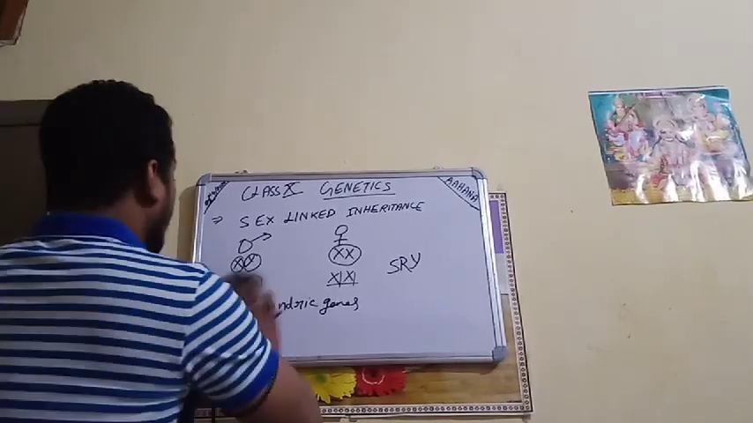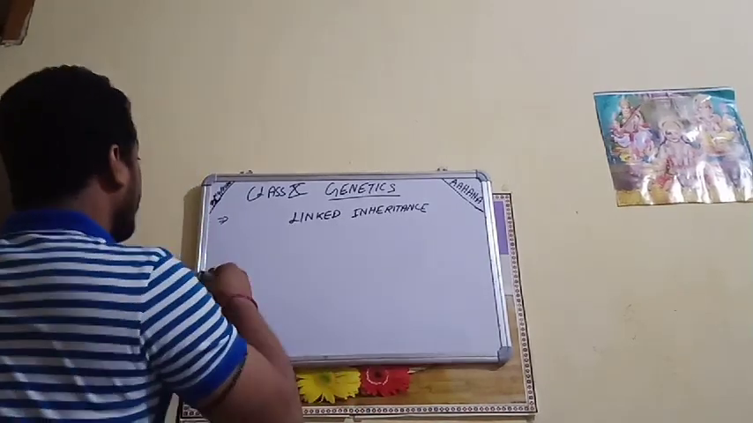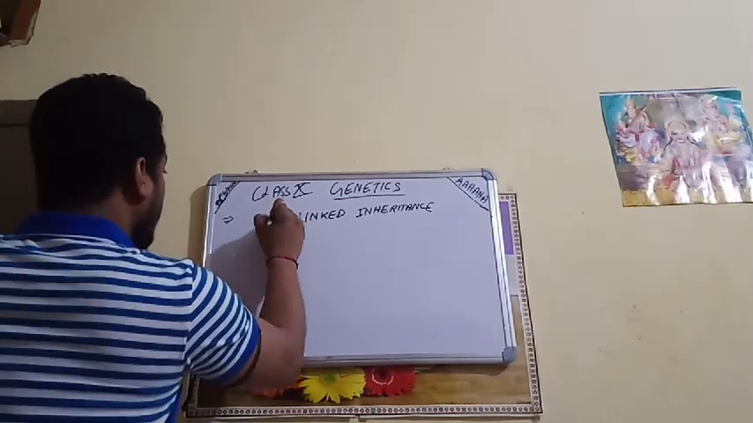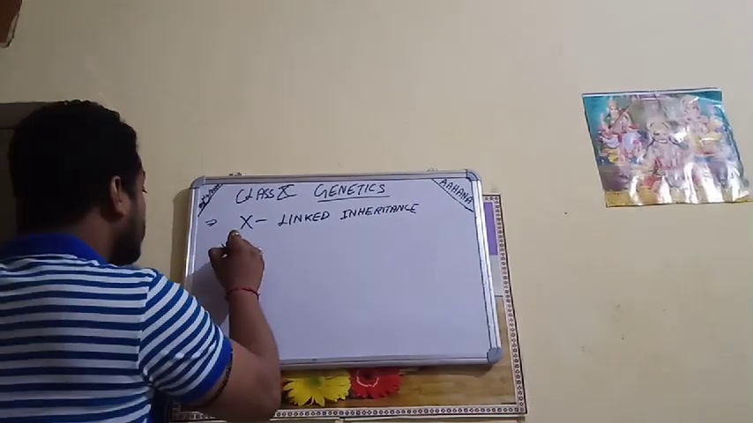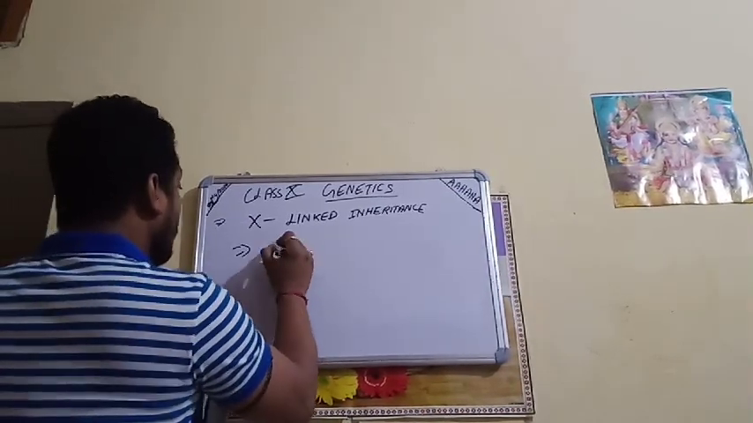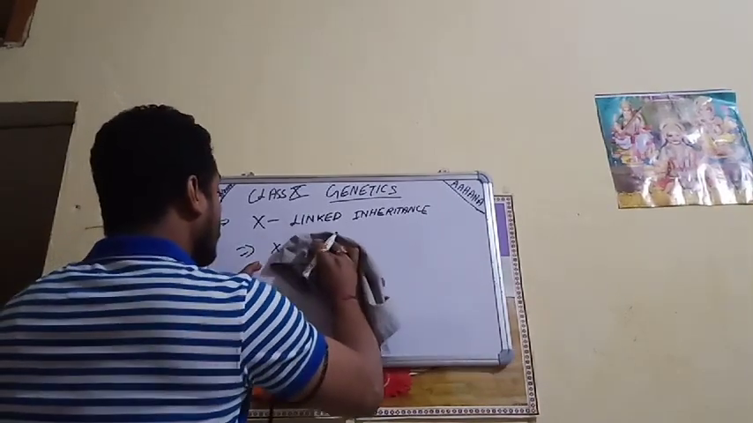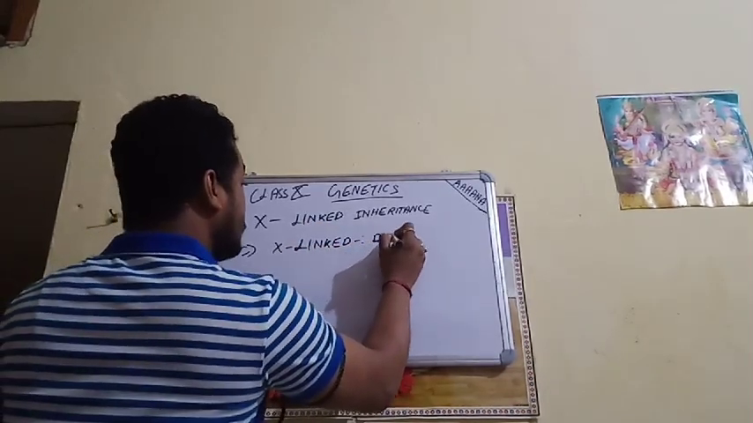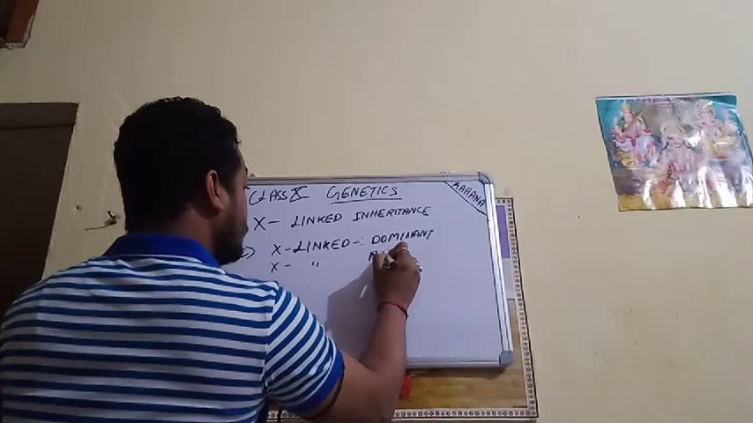Now, apart from this, we will talk about X-linked inheritance today. In X-linked inheritance, what happens? There are two parts for this X-linked inheritance: X-linked dominant and X-linked recessive.